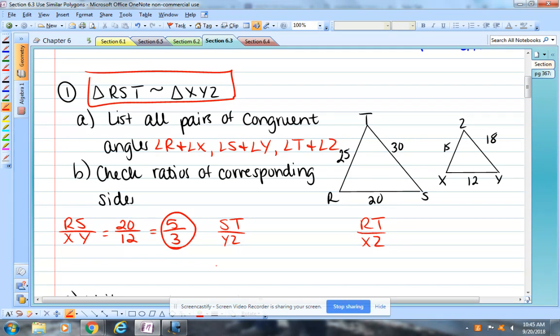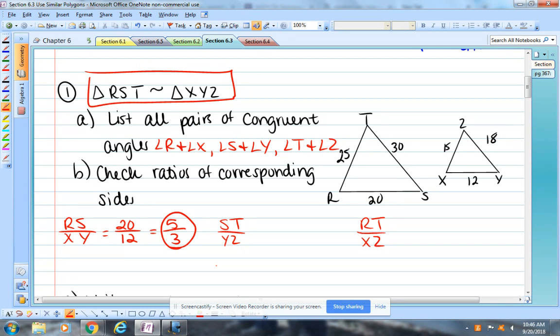Why do you think it's an improper fraction? Because the bigger triangle is first. Yes, we did the bigger triangle first. That's right. So if your bigger triangle comes first, then it's going to be an improper ratio. If your smaller triangle comes first, it's going to be a regular ratio.